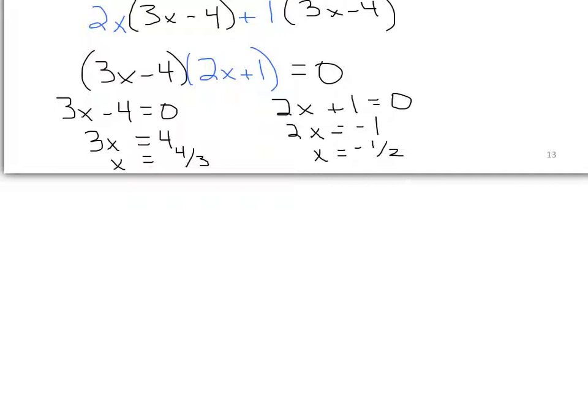So again, we have a quadratic expression that we started with where the degree was 2. We expect 2 solutions, and that's what we have. And here's how you write them. And if you plug either 4/3 in or negative 1/2 in for x, you will find that one of these terms is going to equal 0, and that will give you 0 as a result. If you plug it into your original equation, same thing, you'll get 0.